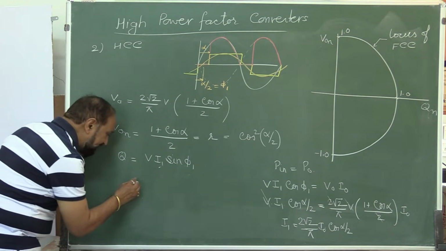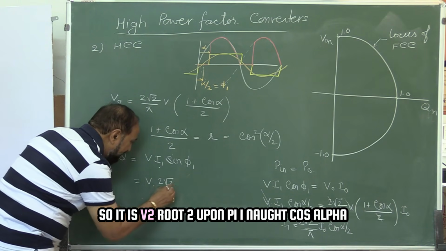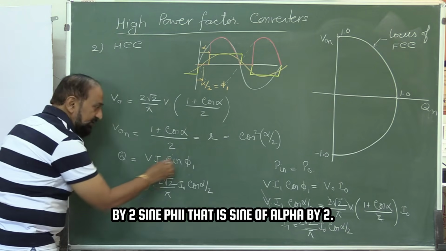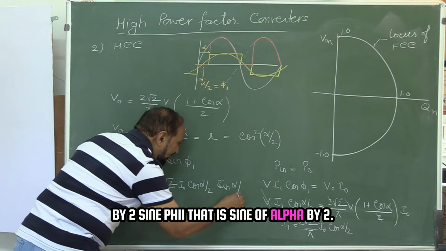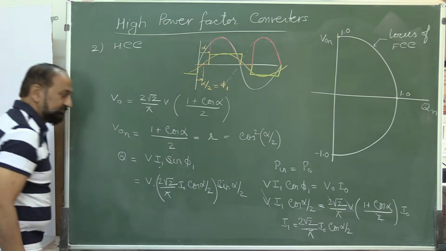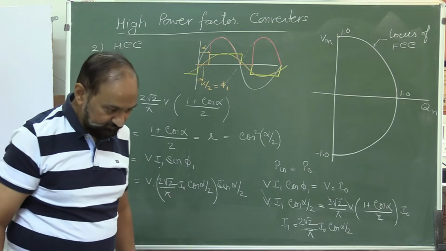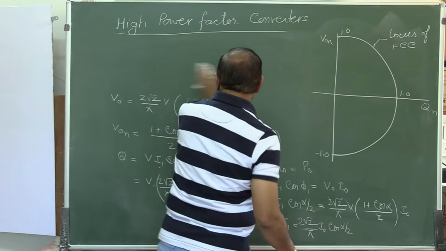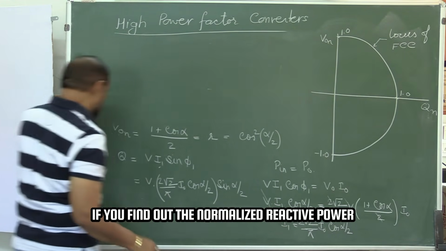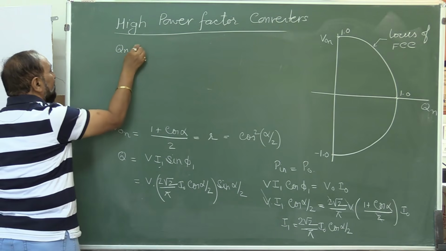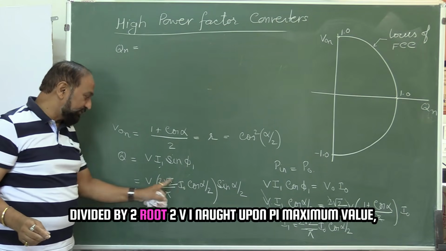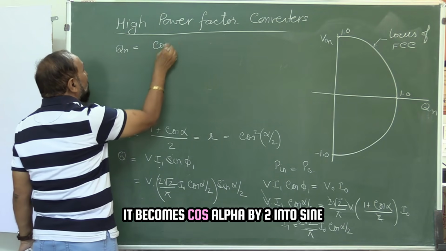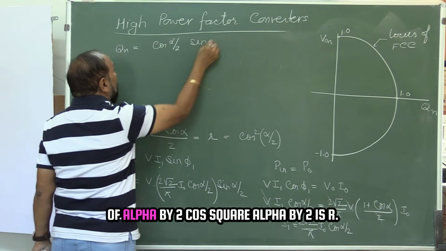Let's put this I1 here. So it is V 2 root 2 upon pi I0 cos alpha by 2 sin phi 1, that is sin of alpha by 2. If you find out the normalized reactive power divided by 2 root 2 V I0 upon pi, maximum value, it becomes cos alpha by 2 into sin of alpha by 2.